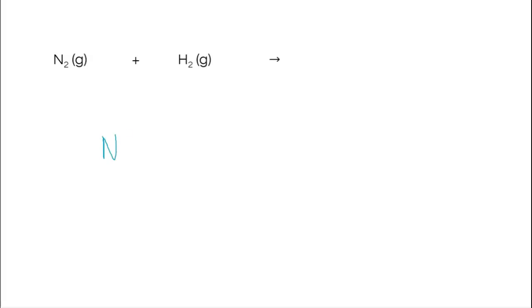So nitrogen has a charge of -3, and hydrogen has a charge of +1. And so when I cross these down, the 1 is going to go beside the nitrogen, and the 3 is going to go beside the hydrogen. And so what we get as a result is H3N.